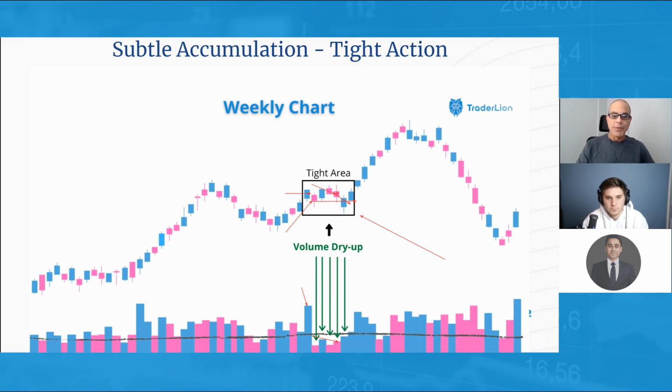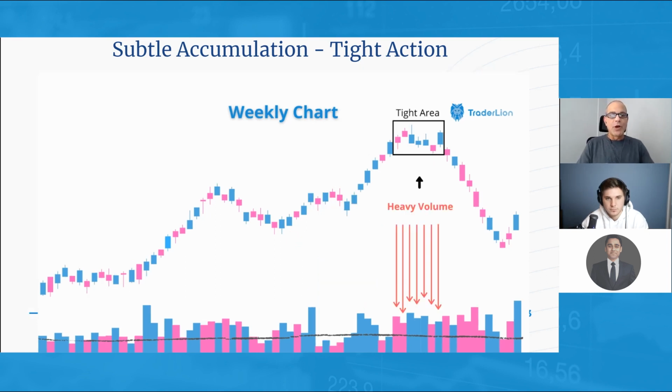And lo and behold, the big volume shows up again as the stock breaks out to new highs, and we get a solid trend higher again, indicating that there was very well accumulation going on in this area as the stock moved sideways and volume dried up. Now we're moving on to the next chart, which is also tight action. However, we've got heavy volume here, which is the clue that something's not quite right.